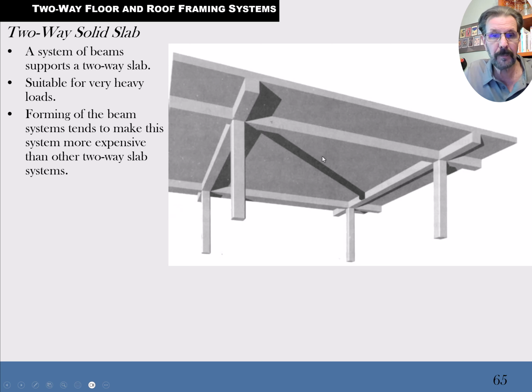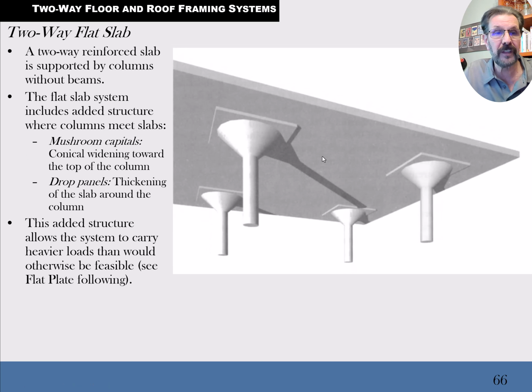You can have a flat slab that has no bays, and that's a two-way system. Now the reality is there's a couple of things to point out too: these columns have those cone-shaped looking tops to them. They call that a mushroom capital. And then the panel around here is called a drop panel.